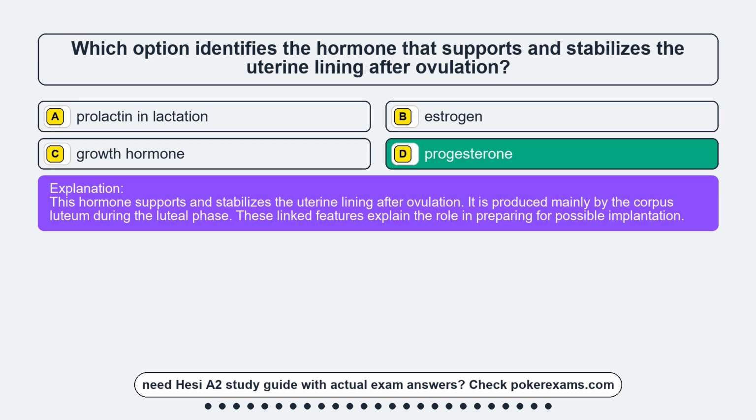This hormone supports and stabilizes the uterine lining after ovulation. It is produced mainly by the corpus luteum during the luteal phase.